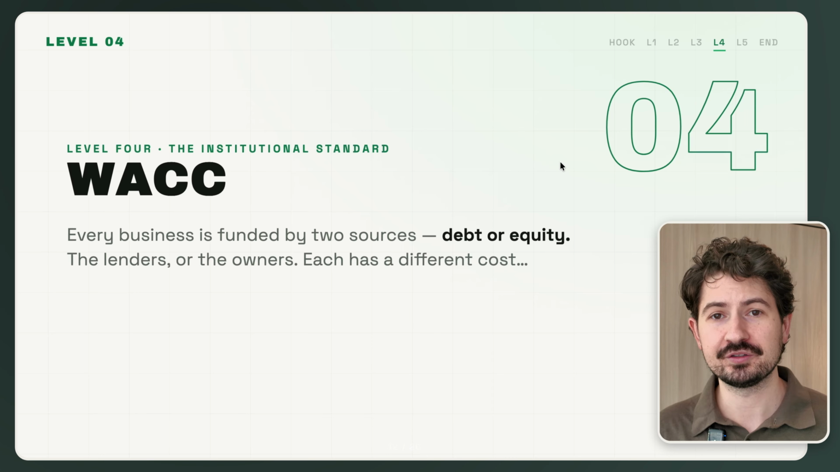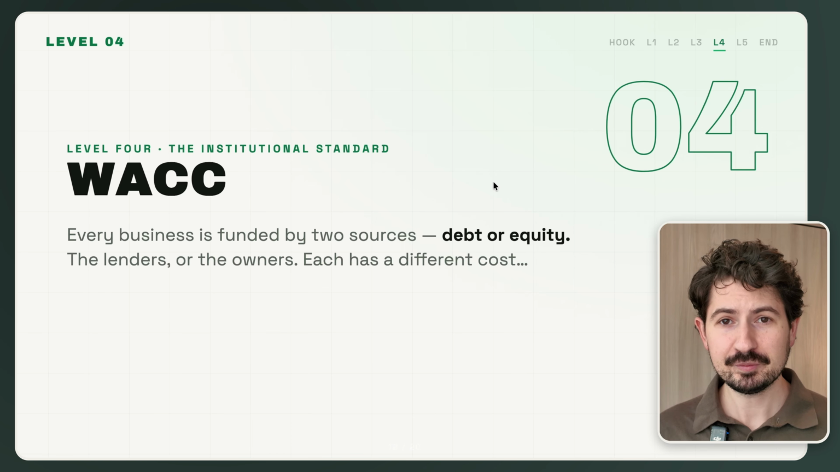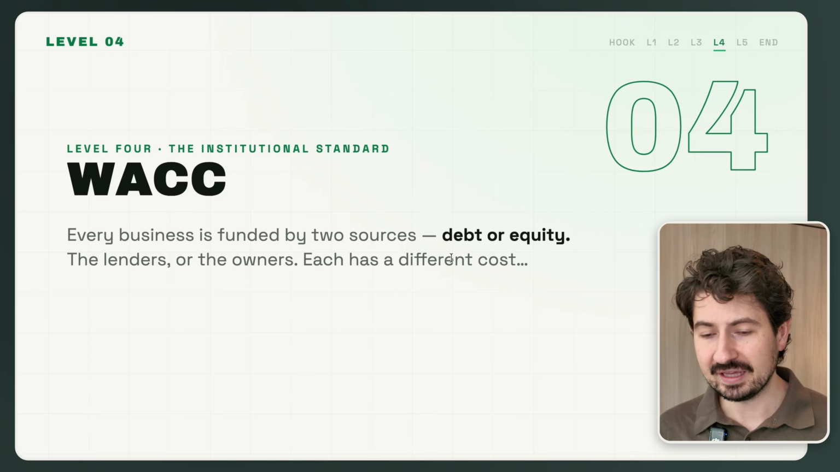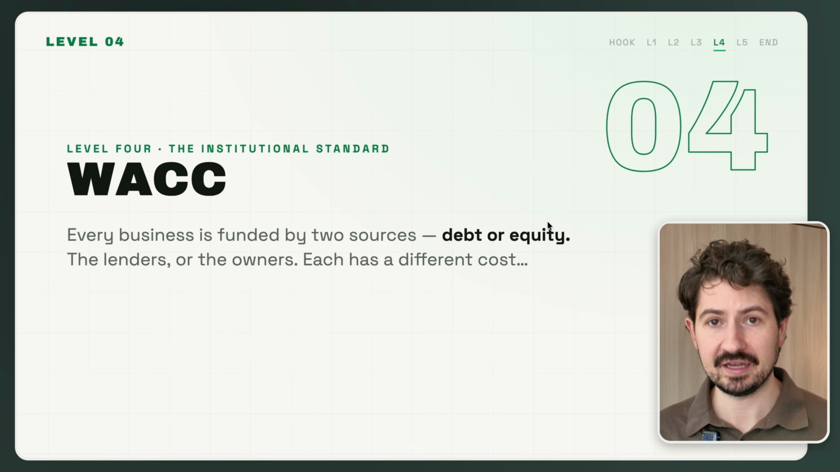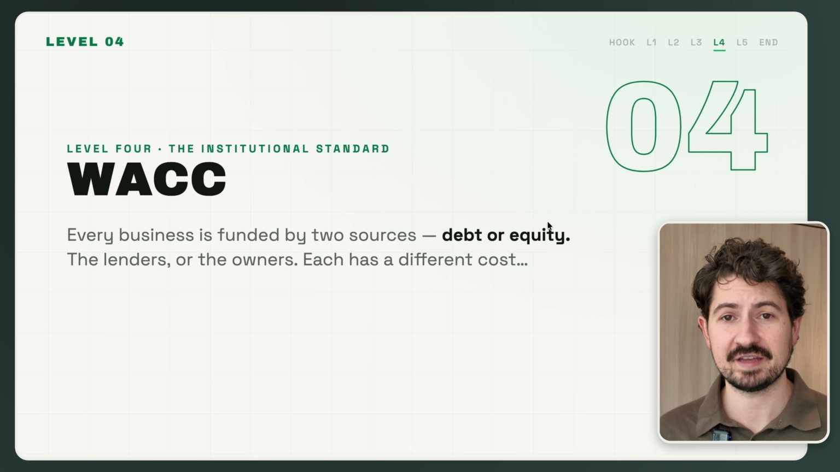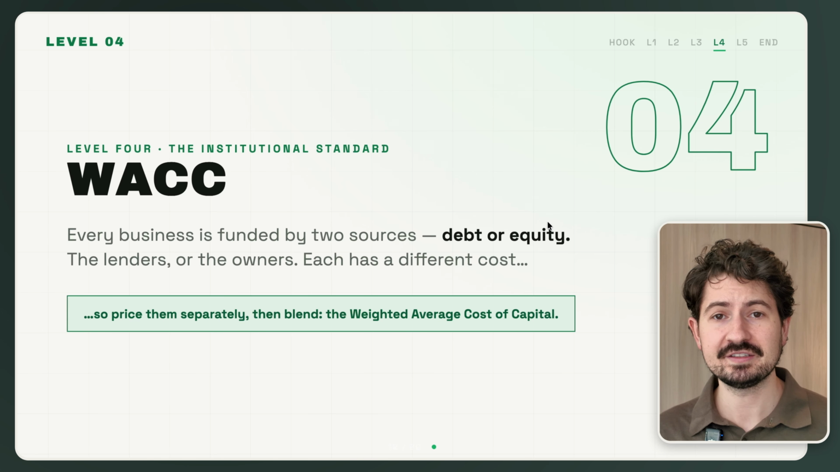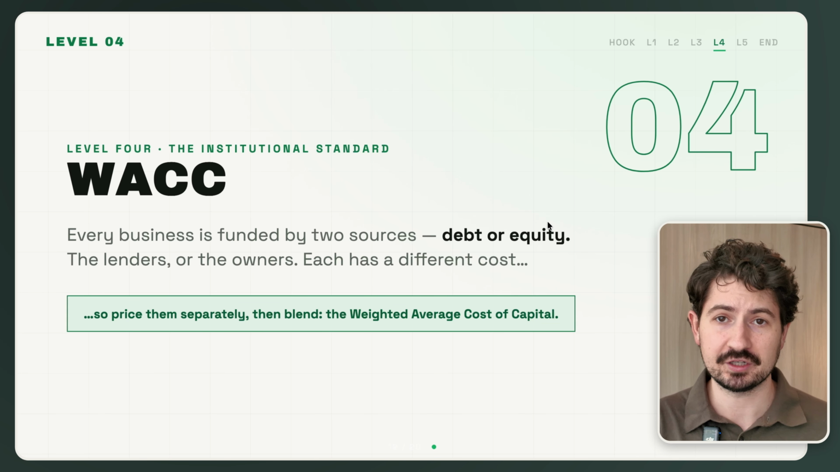Level 4 is called the weighted average cost of capital, or the WACC. And the idea is that every business is funded by two sources, debt or equity: the lenders who issue debt or the owners who provide capital in exchange for equity. And those two sources of capital have different costs associated with them. So what we do is we price them separately and then we blend them together to get that weighted average cost of capital.